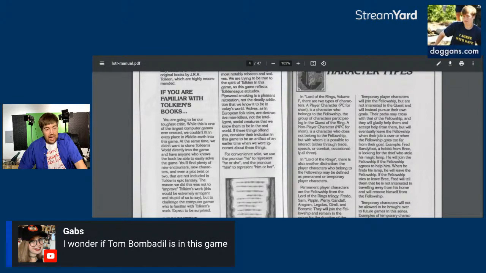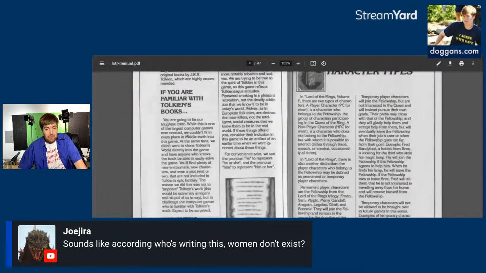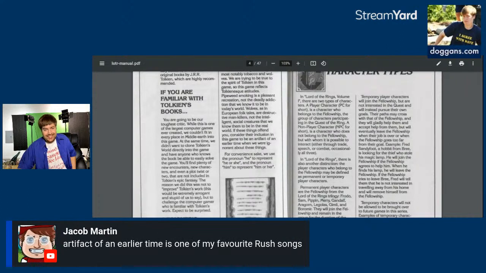I think Bombadil is, but I'm not sure because when I did play this as a child, I was completely unfamiliar with how RPGs worked. And so I did not get very far into this game because I think I was treating it more like an adventure game than an RPG. And I wasn't thinking in terms of combat and everything. I mean, in Tolkien, women barely exist, so, you know. Artifact of an earlier time.